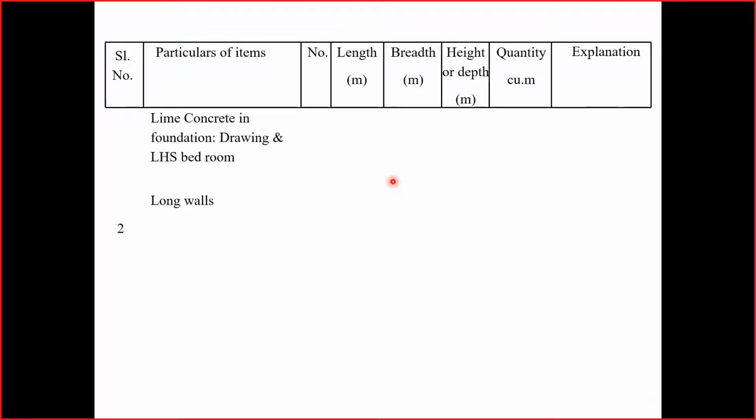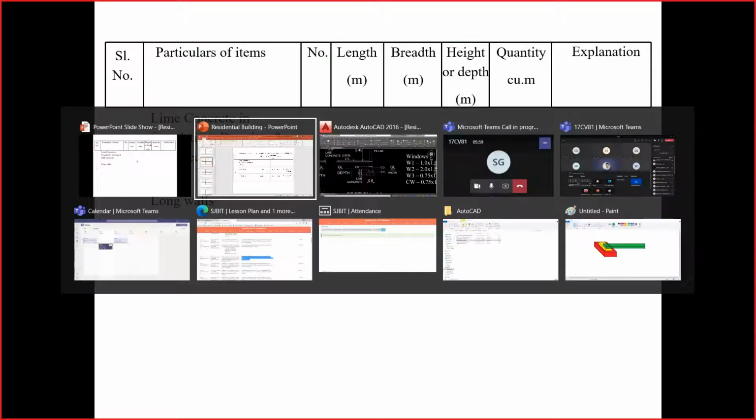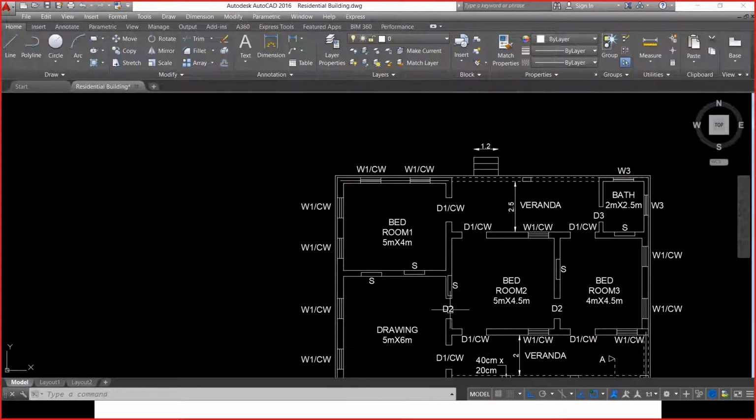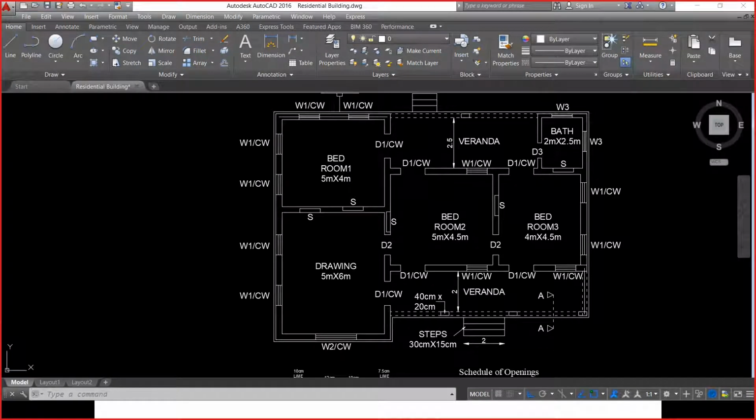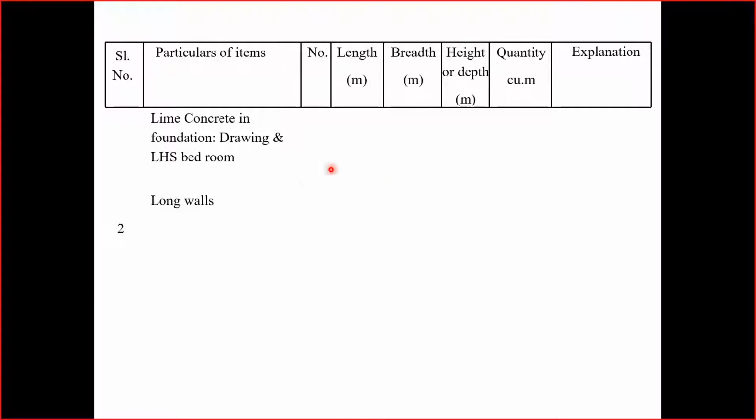the first one, which is lime concrete in foundation, drawing room and left hand side bedroom. As I told you, because it is the long wall short wall method, we have to individually do the calculations. And of course, if I do the individual calculations, I have to do the same repetition for the number of rooms. Let's say 1, 2, 3, 4, 5, 6, 7 separate areas are there. I have to do it separately 7 times. In order to avoid that, I have considered this as one area, so drawing room and bedroom number 1.